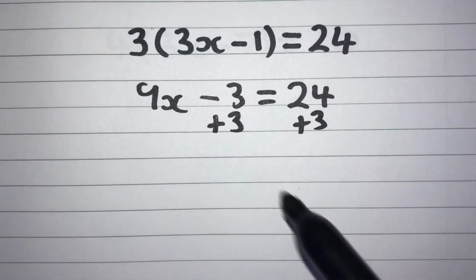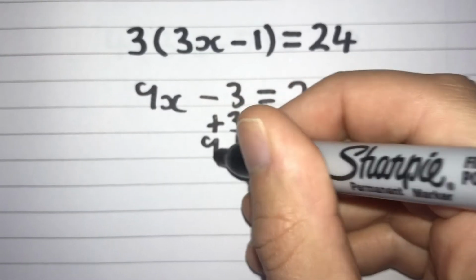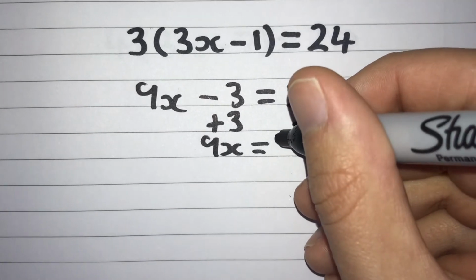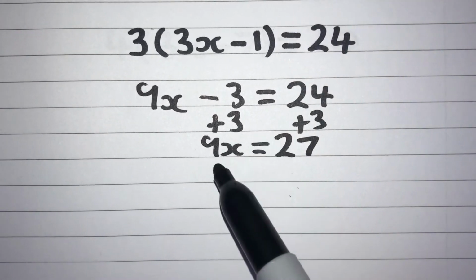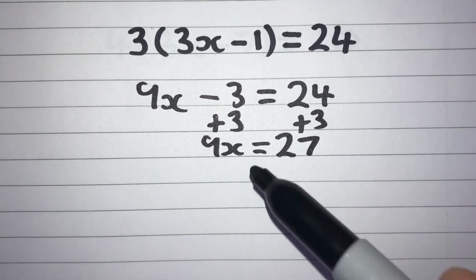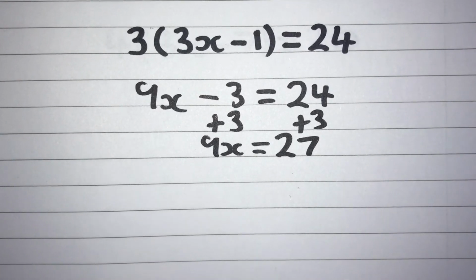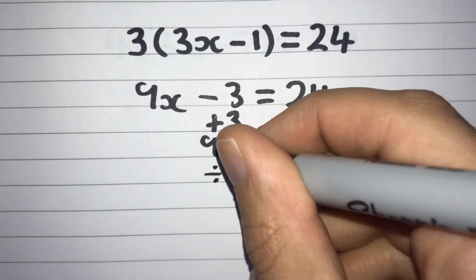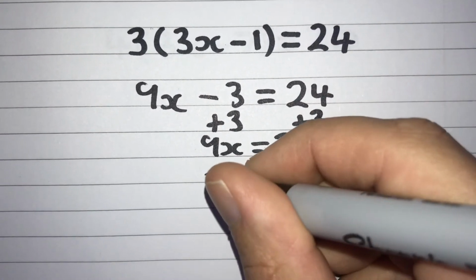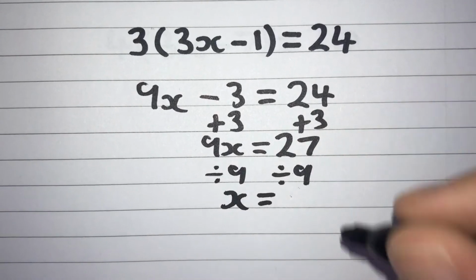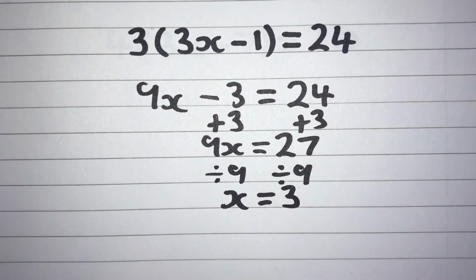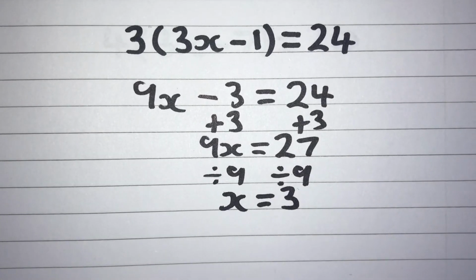So on the left-hand side, we're just left with our 9x. On the right-hand side, 24 add 3 gives us 27. So now we have 9x equals 27, so whatever x is, if we multiplied it by 9, we get 27. So to undo that multiplying by 9, we need to divide by 9. And 27 divided by 9, that's going to give us an answer of 3. So our answer will be x equals 3.